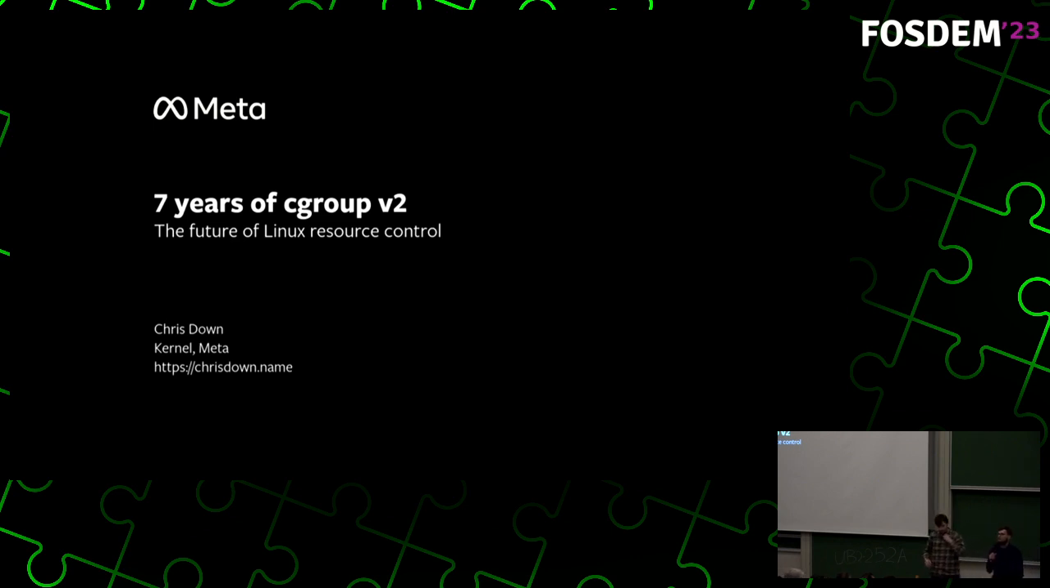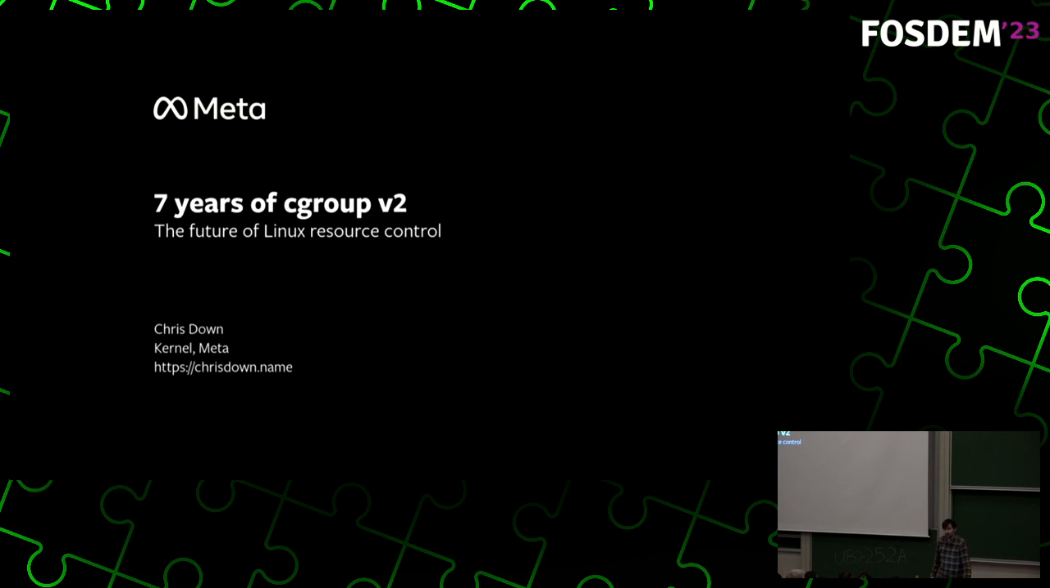Okay. I think we're ready to start. Oh, excellent. This time it worked perfectly. Thank you so much. Yeah, Chris is going to talk about cgroup v2, 7 years of cgroup v2 in the kernel, very exciting time, and the future of Linux resource control. So, take it away. Hello, everybody. Oh, yes, please go on. Thank you, that's it, I'm done, goodbye.